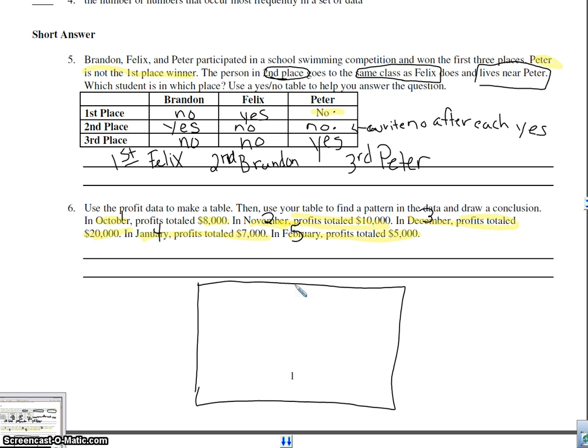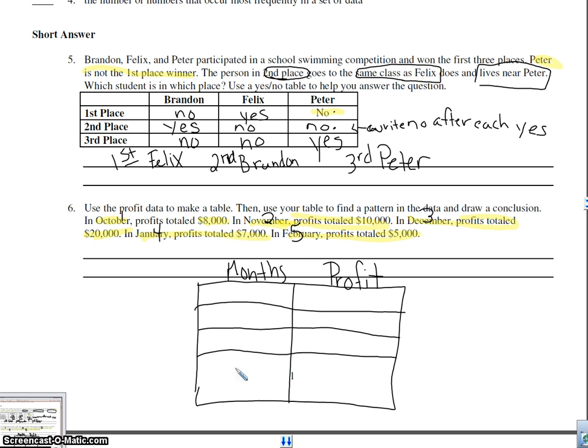So I'm going to make myself a table, and over here is going to be my months, and over here is going to be my profit. How do you know whether you should make rows or columns? Honestly, it really doesn't matter. It's up to you. It's just typically columns are a little bit easier to read since we all read from left to right.